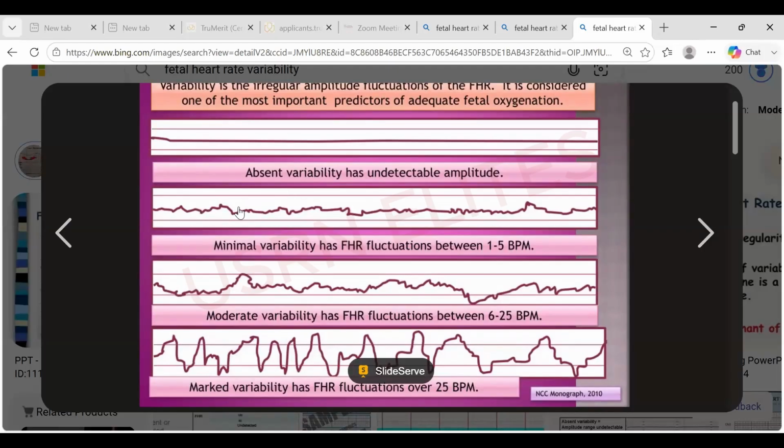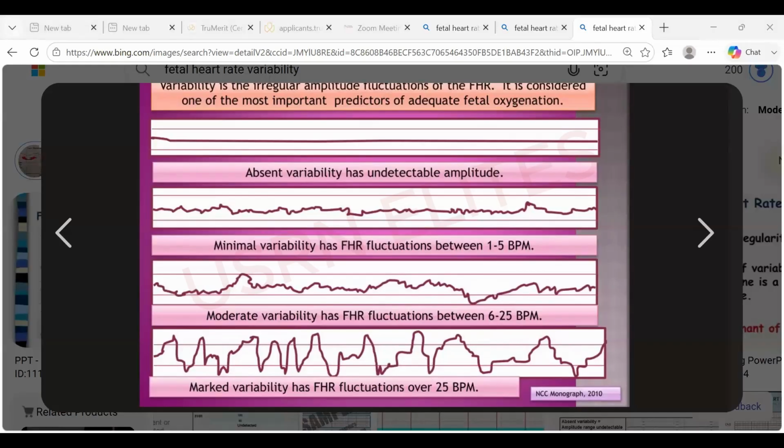And this one is minimal. You can see just a small change in the heart rate and then it comes to the baseline. This one is moderate, and that one is good. And this one is marked, very high, peaked ones. I said with the minimal, you see 1 to 5 beats, moderate, which is good, is between 6 and 25, and marked is beyond 25. I think we did this last time.